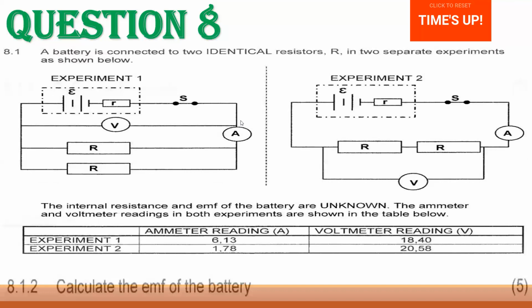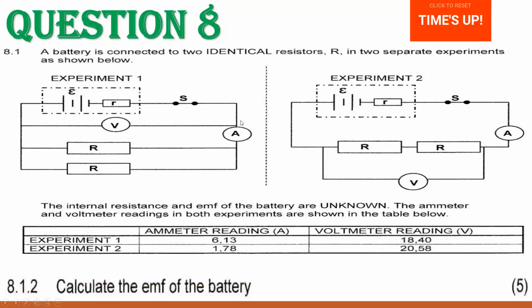Let's continue. Now, let's see what they're asking. Okay, we have two experiments. The first one with a parallel combination and the other one with a different connection. Both of them include internal resistance, EMF, the switch is closed, and we have an ammeter. For this one, we have a voltmeter. The other one also has a voltmeter, but on the other side. The ammeter reading is given, the main current, and the voltage for the voltmeters is given. They ask you to calculate EMF.